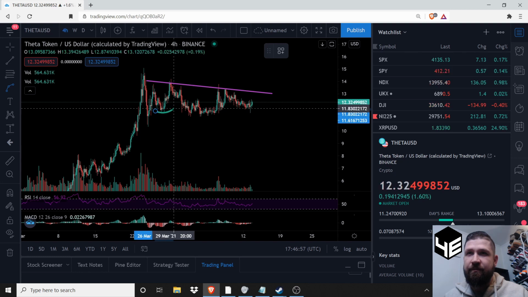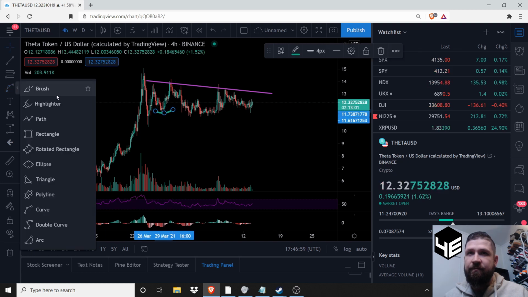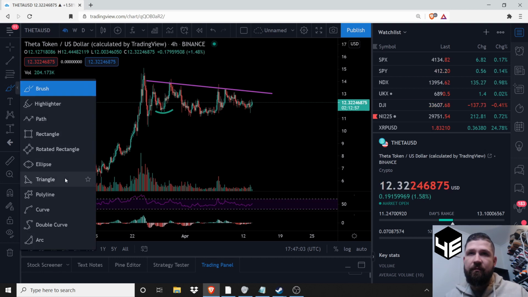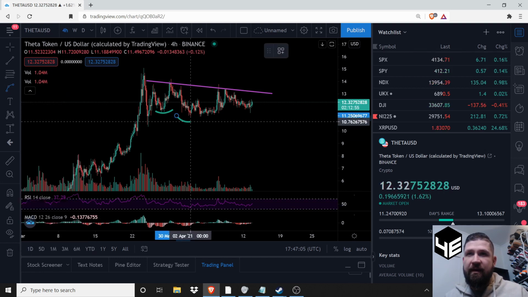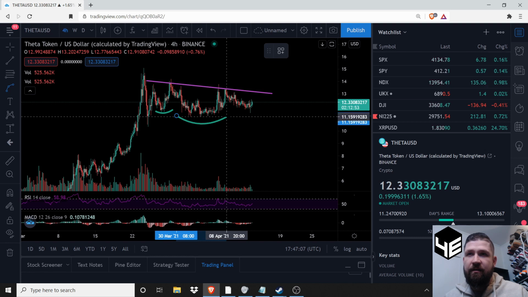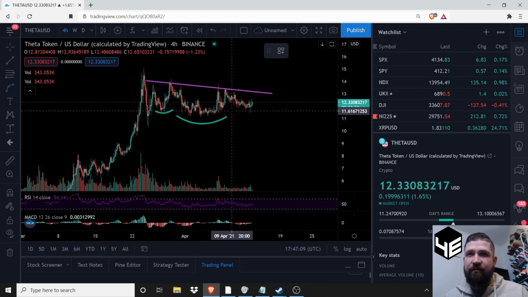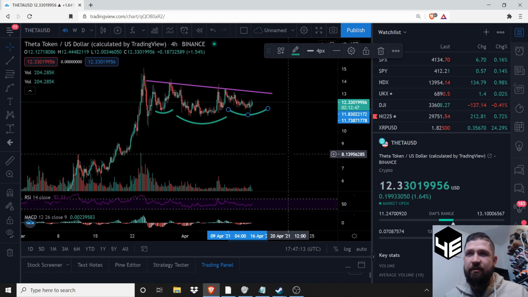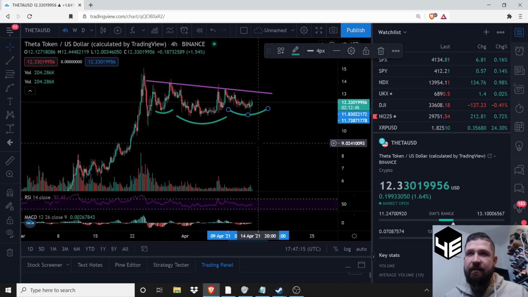Left shoulder. Head. And now we've got the right shoulder forming. What's cool about this one is it also has hidden bullish divergence. So let's take a look at that.